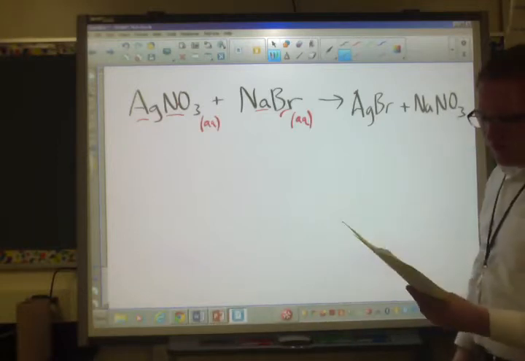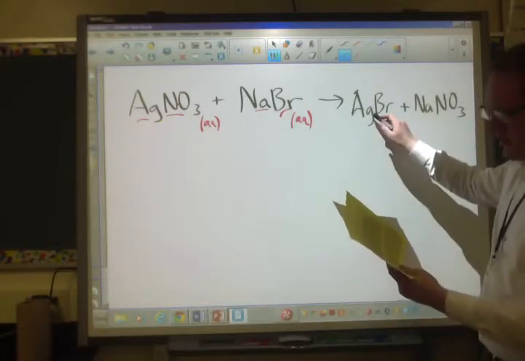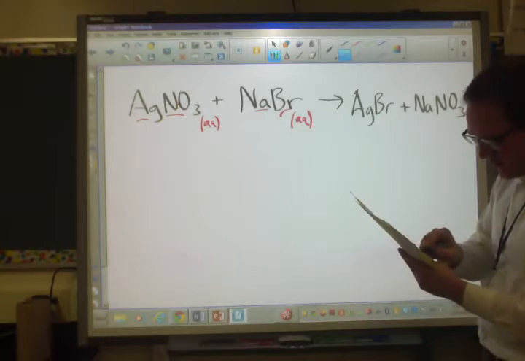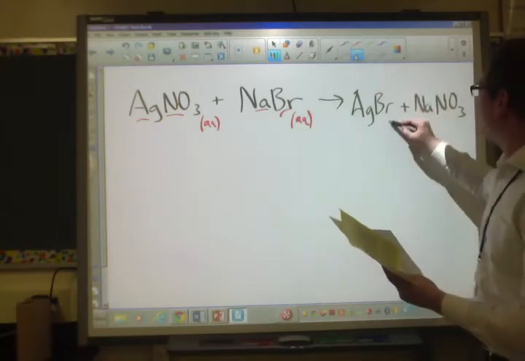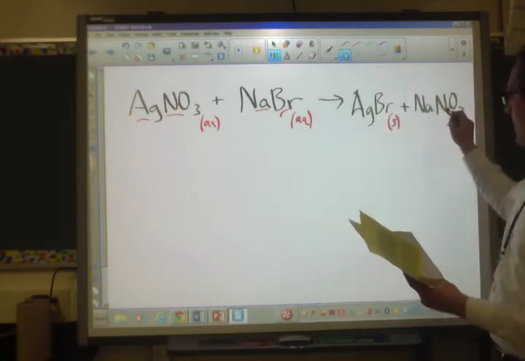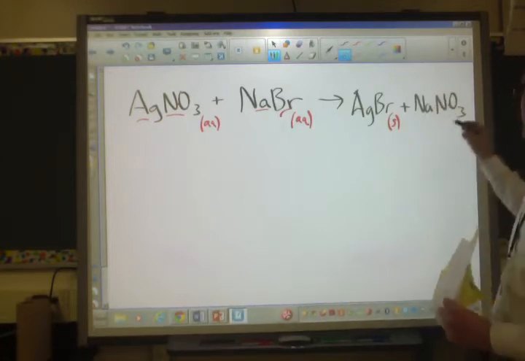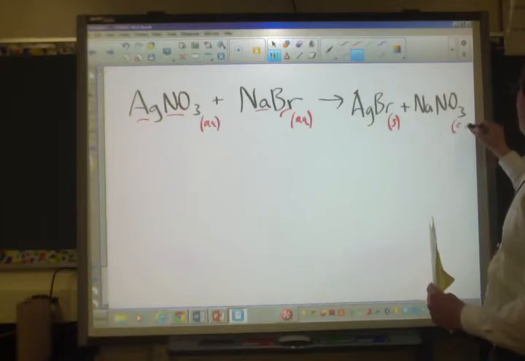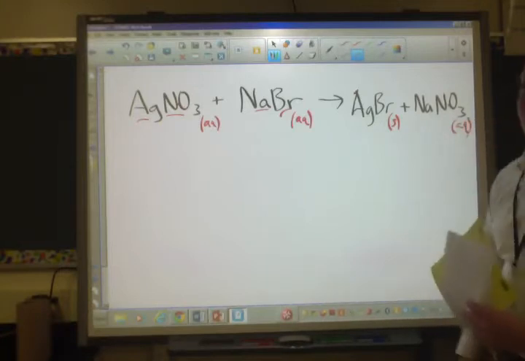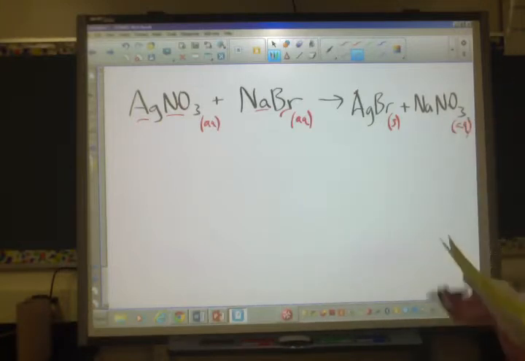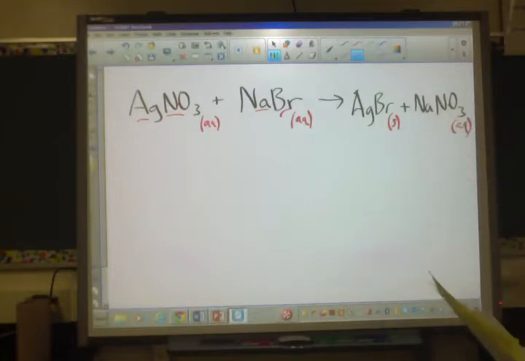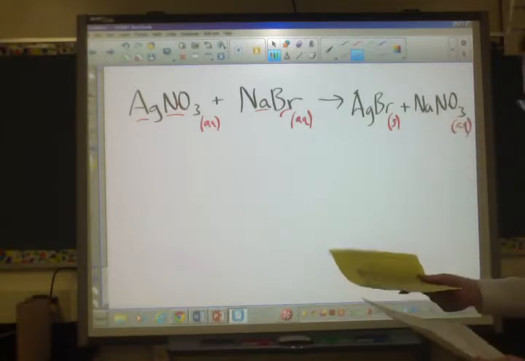And now I check those solubilities. So silver bromide, solid, looks good. I'm hoping for aqueous, and by the way, nitrogen or nitrate always aqueous. AQ. So this will go through. Okay, and now to balance it, I just check, and in fact, it's already balanced. So this is number 4.